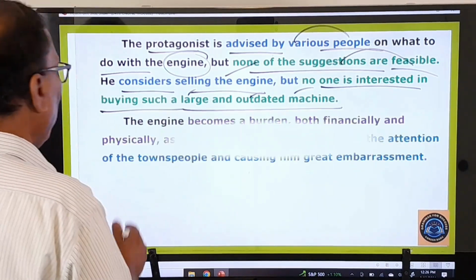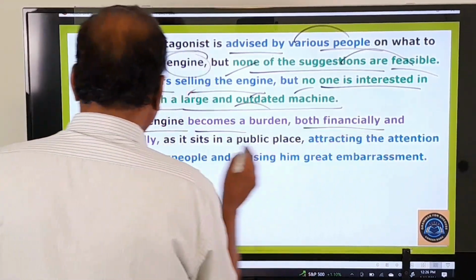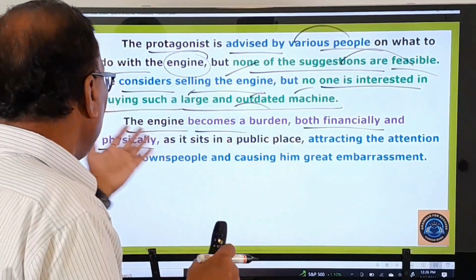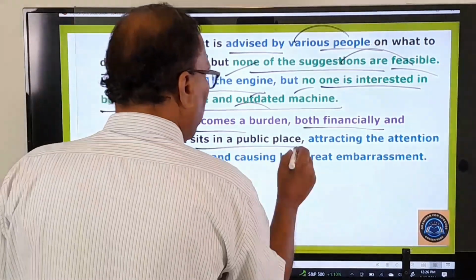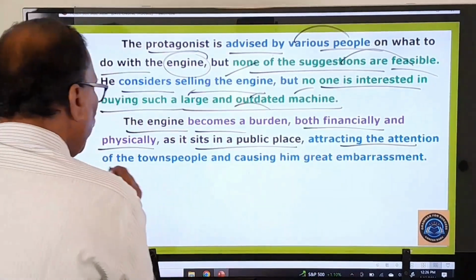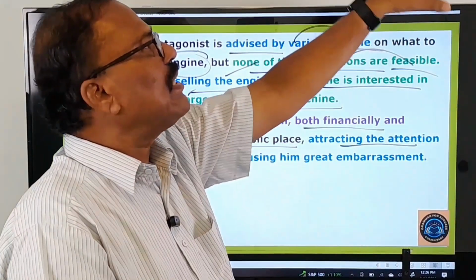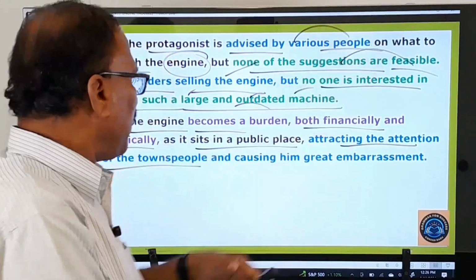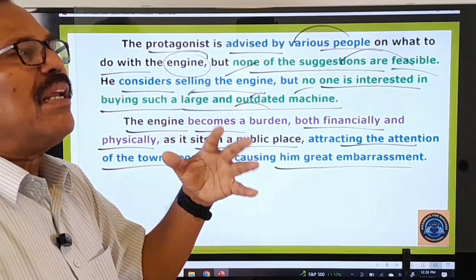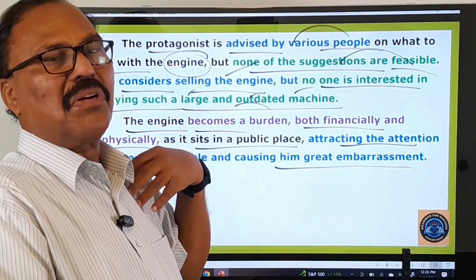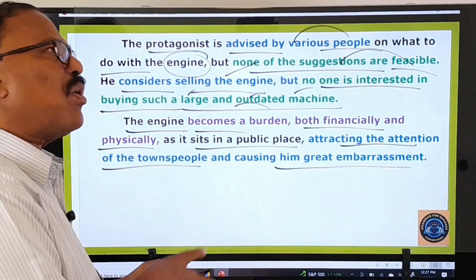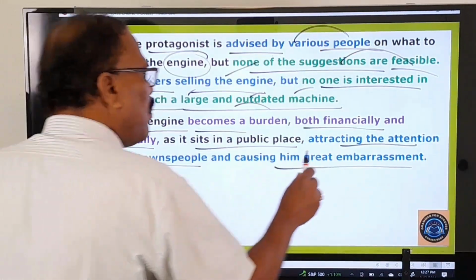Now you go to the next paragraph. The engine becomes a burden both financially and physically. And as it sits in a public place, it attracts the attention of the townspeople. All are looking at that outdated machine and big engine, causing him great embarrassment, because everybody in that town was talking about this protagonist. Oh, the protagonist has got this in a lottery. In that way, everybody was talking about that machine, and it has become a great embarrassment for him.